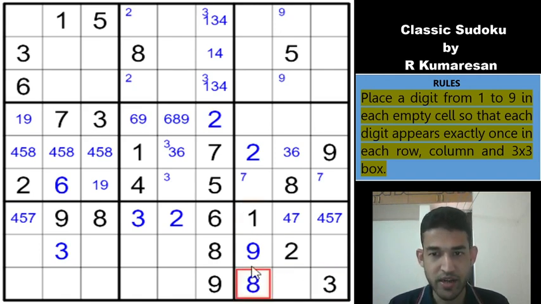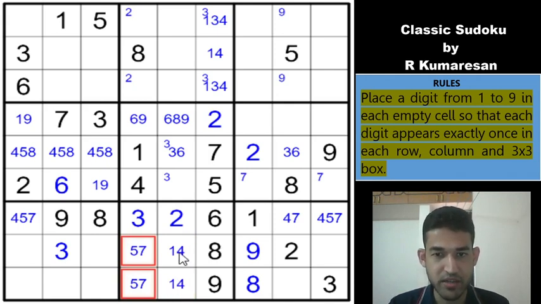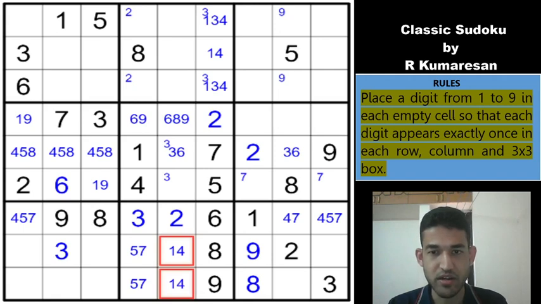So 1, 2, 3, 8, 9. So both of these cells can be 4, 5, 6 and 7. Let us not write that for now. 2, 3, 6, 8, 9. So remaining candidates are 1, 4, 5, 7. I have 1, 4 here. So this must be a 1 and 4 and this must be a 5 and 7. And I don't think I'll be able to resolve this yet. This is not yet resolvable.